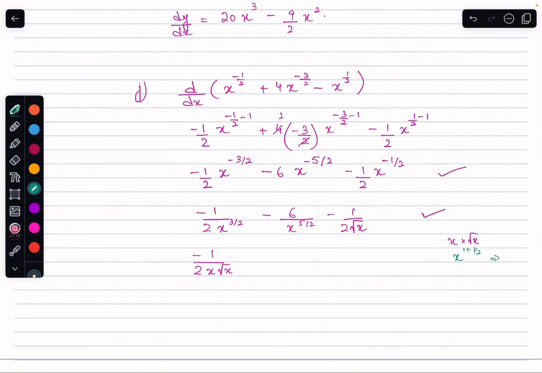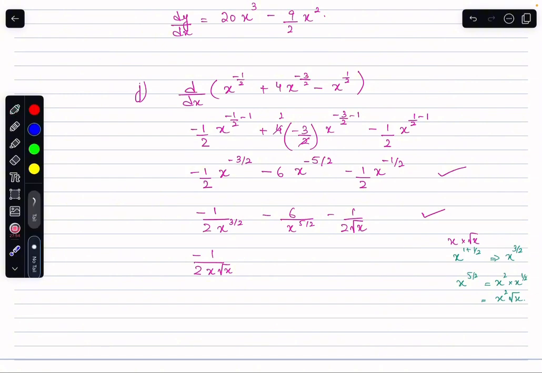And then this is going to give me x to the power 3 by 2. So this x to the power 3 by 2, I can also write it as x under root x. For x to the power 5 by 2, I can say that this can also be written as x square into x to the power 1 by 2, and I can say here that x square into x to the power 1 by 2 is also equal to x to the power 5 by 2. So this is x square times under root x, that is also equal to x to the power 5 by 2.